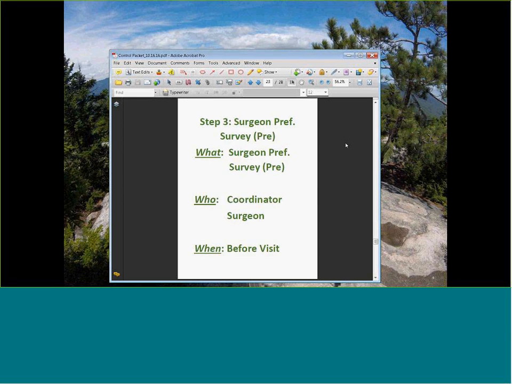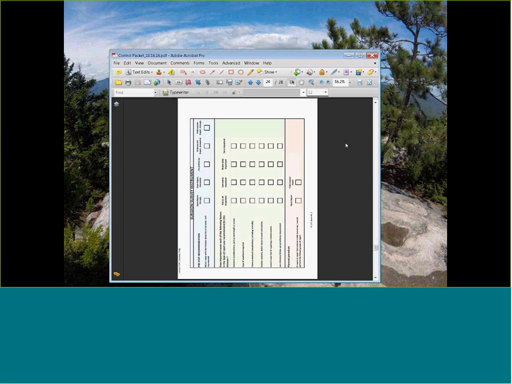Step 3, the Surgeon Preference Survey. We want to understand not only veteran preferences as part of our study, but also surgeon preferences. And we have a short Surgeon Preference Survey in Step 3. The who for this part of the process is the coordinator and the surgeon. So we hope that after the coordinator has finished with the veteran before the visit, he will ask the surgeon to complete this brief form, again before the veteran is seen by the physician.